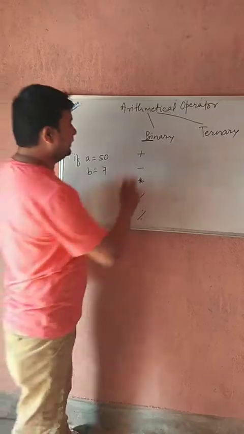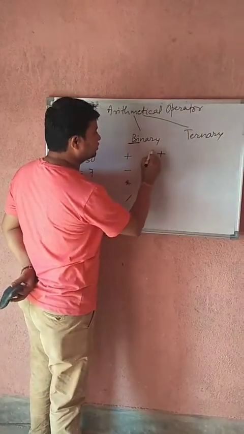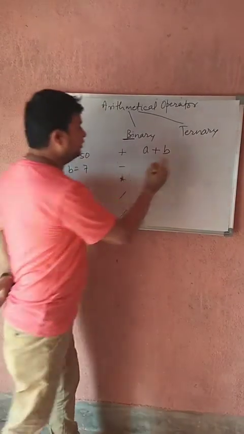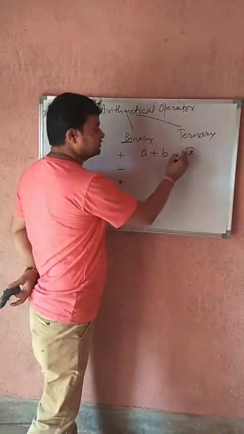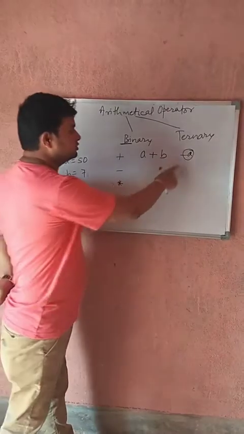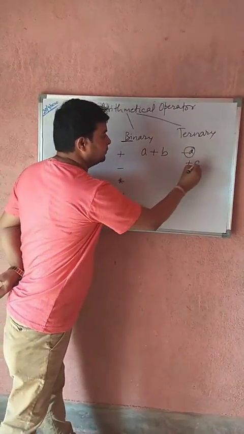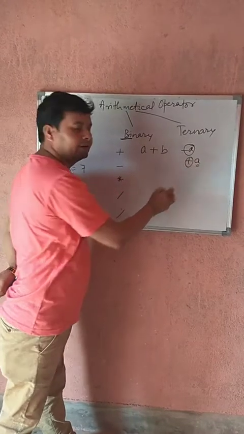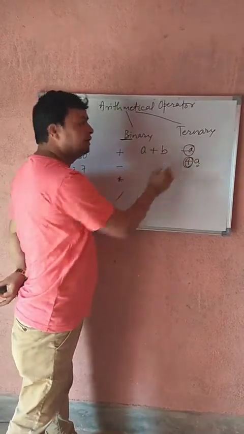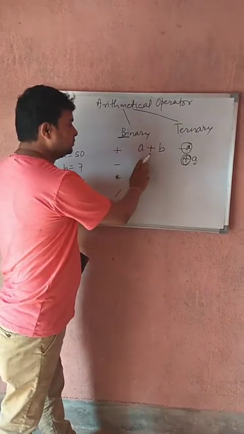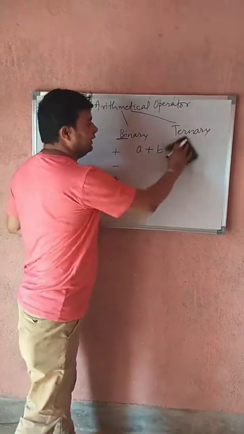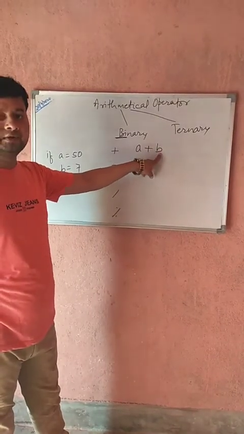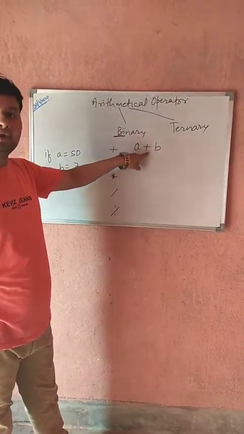Like plus, if I am writing plus, then it should be either a plus b or something. I cannot write plus a only. This is one operand. So plus a I cannot write, because this plus a is used with only one operand, so this plus is not a binary operator. This plus is a binary operator. Why? Because this is used with these 2 operands. That is why this plus is a binary operator.